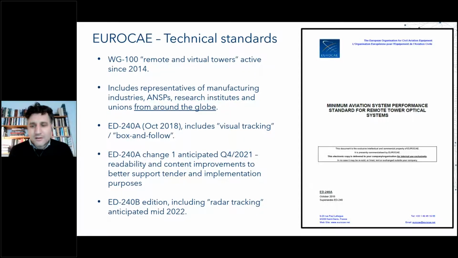So we start off with the EUROCAE and the technical standardization part. EUROCAE has a working group 100 called Remote and Virtual Towers that's been active since 2014, which includes representatives not only from Europe but from around the globe, in fact. And what you see on the right side of the slide now is the current minimum aviation system performance standard for remote tower optical system that was published at the end of 2018, which includes technical requirements on the remote tower optical system.